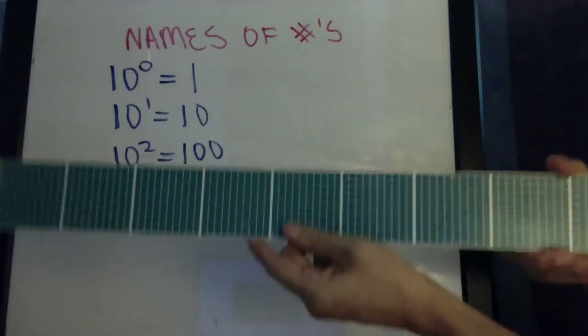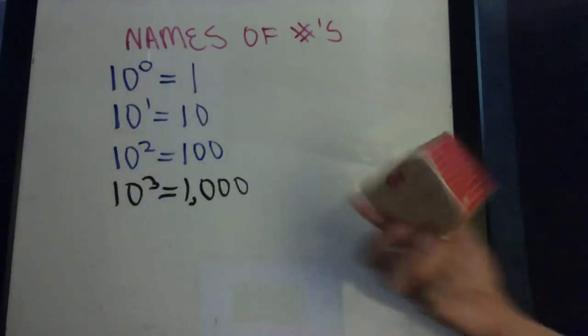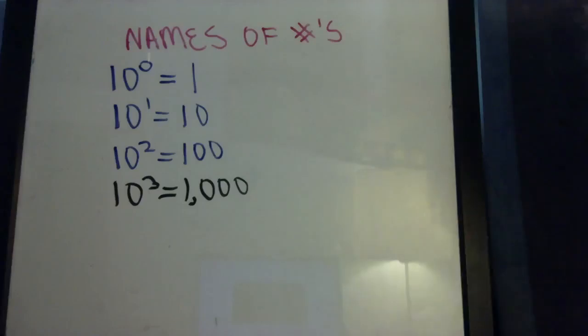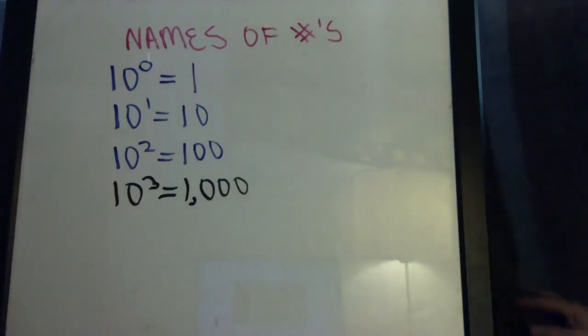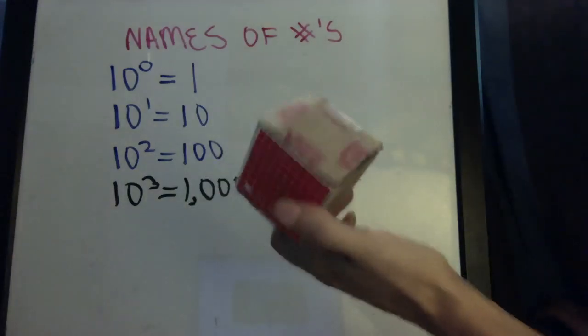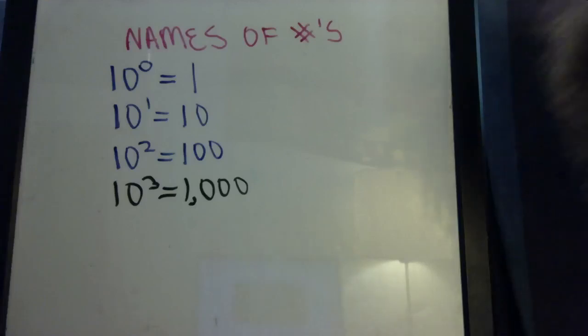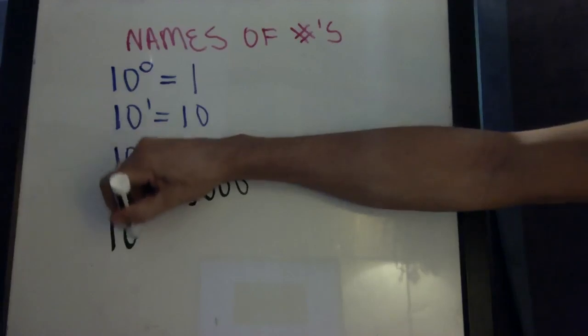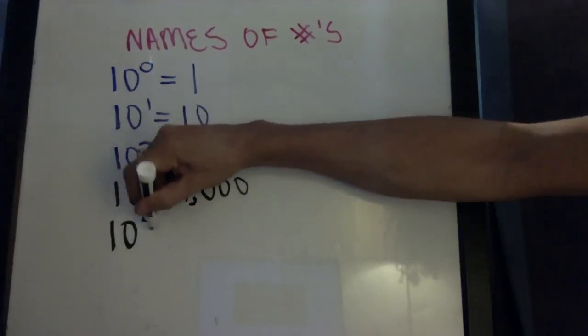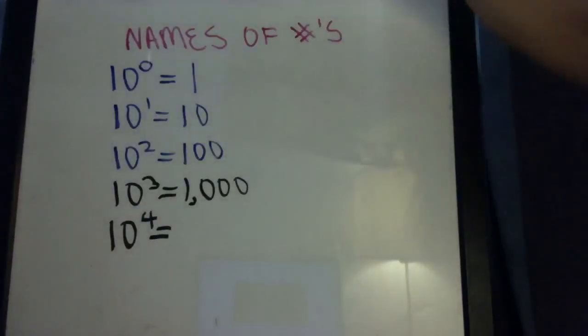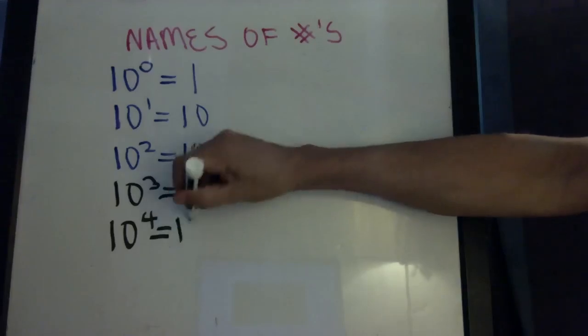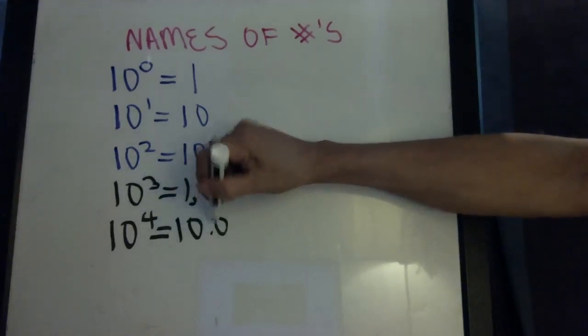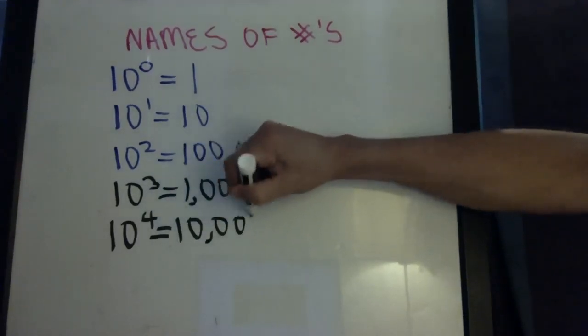So this shape right here, I'm telling you, is much easier than this shape right here. Especially, if this is going to be your 10 to the third, how are you going to show the next one? Well, you're not, is the answer. 10 to the fourth is 10,000. That's a comma and a period.